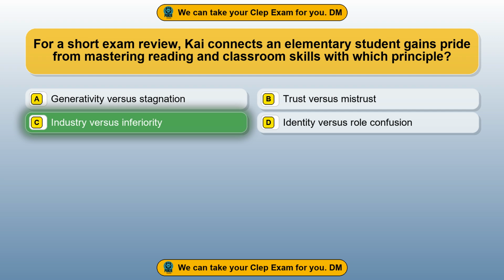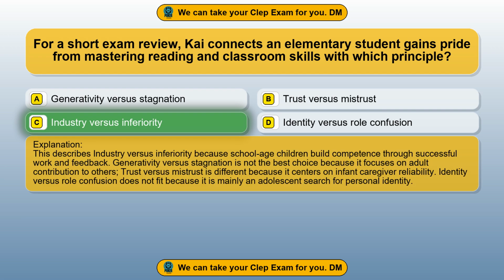Industry versus inferiority. This describes industry versus inferiority because school-age children build competence through successful work and feedback. Generativity versus stagnation is not the best choice because it focuses on adult contribution to others. Trust versus mistrust is different because it centers on infant caregiver reliability. Identity versus role confusion does not fit because it is mainly an adolescent search for personal identity.